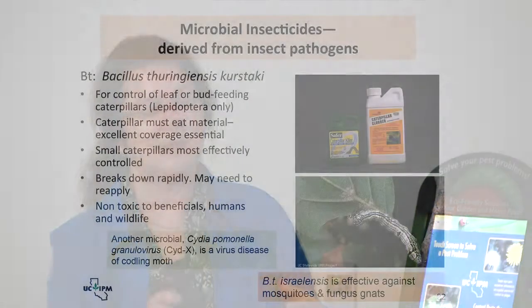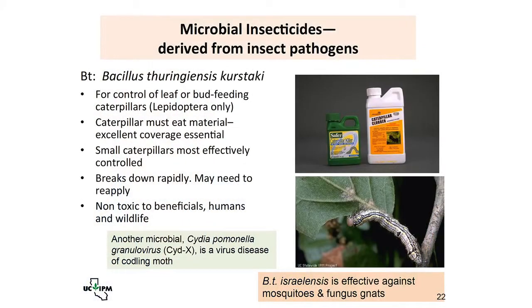So bees or other non-lepidopterous things won't be affected. A butterfly flying there doesn't eat leaves, it won't be affected. The BTs are most effective against small caterpillars. BT israelensis is really good for mosquitoes, as the mosquito dunks or mosquito bits, and for fungus gnats in potted plants. There's another microbial, this granulosis virus for codling moth, which is a fairly new product.